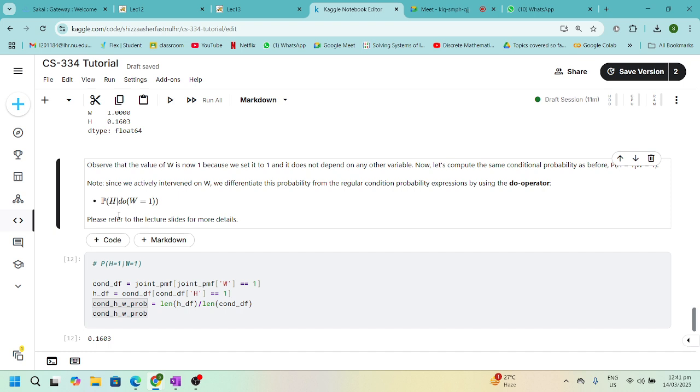जो आपके पास existing data था उसी में से आपने filter out कर ली वो rows where W was equal to 1, and then from those you looked at the rows where heart disease was true. Now we are going to look at the probability of H given do W equals 1, which means we're going to intervene and fix the value of W to 1.